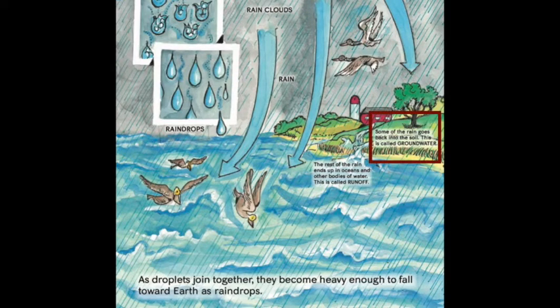Some of the rain goes back into the soil. This is called groundwater. The rest of the rain ends up in oceans and other bodies of water. This is called runoff.